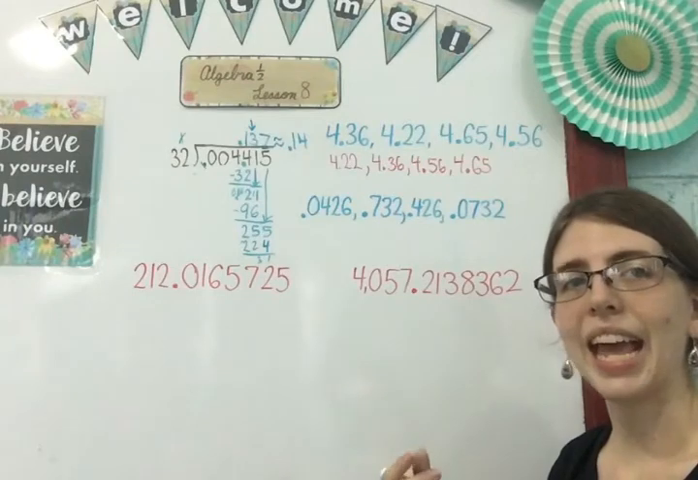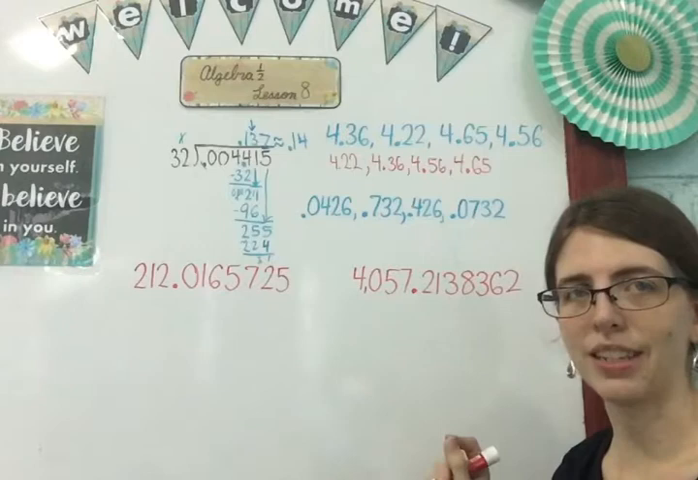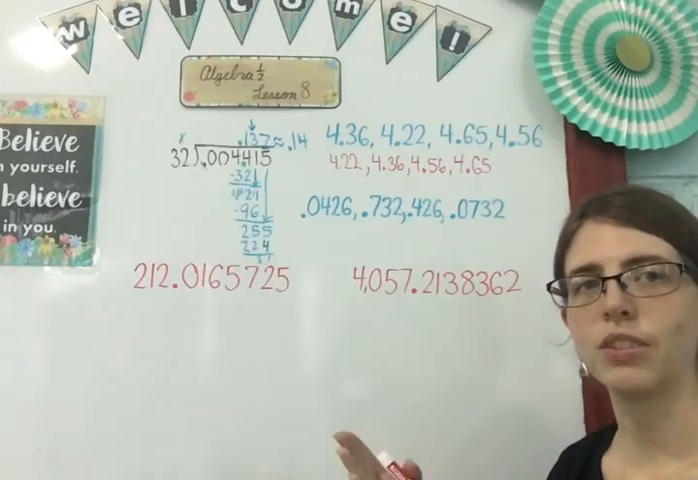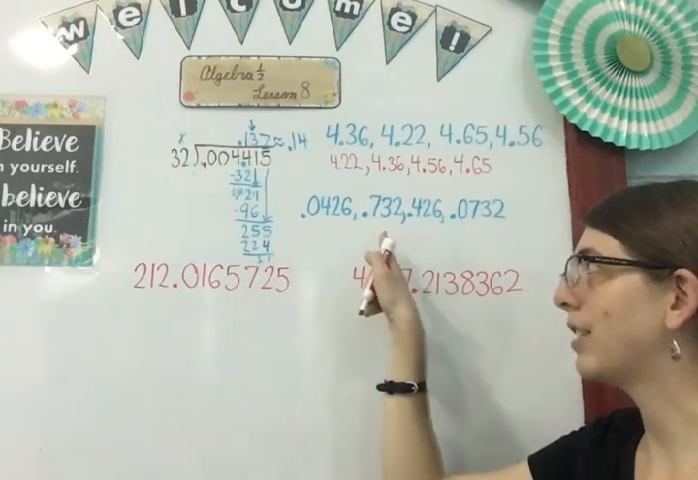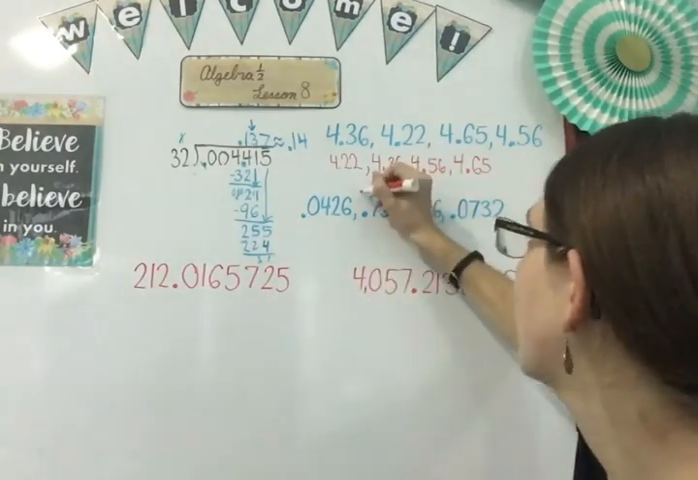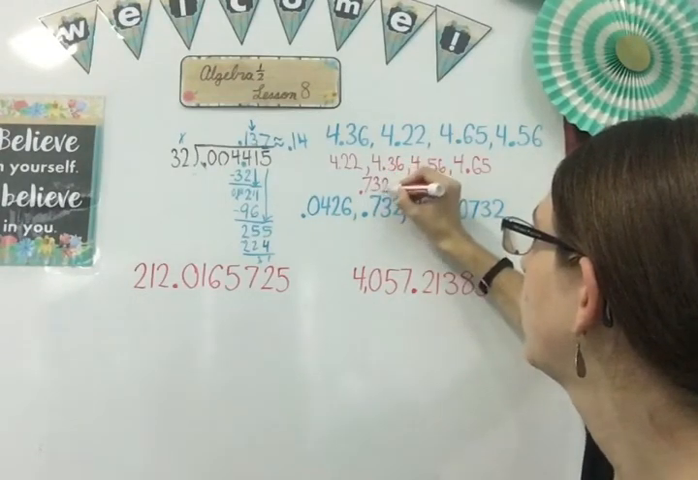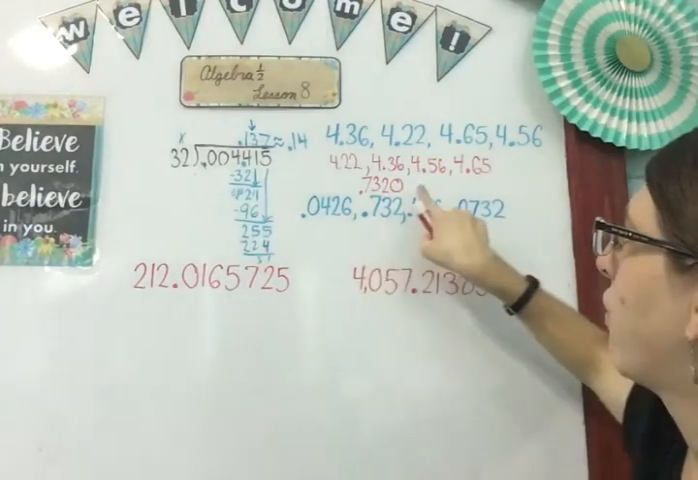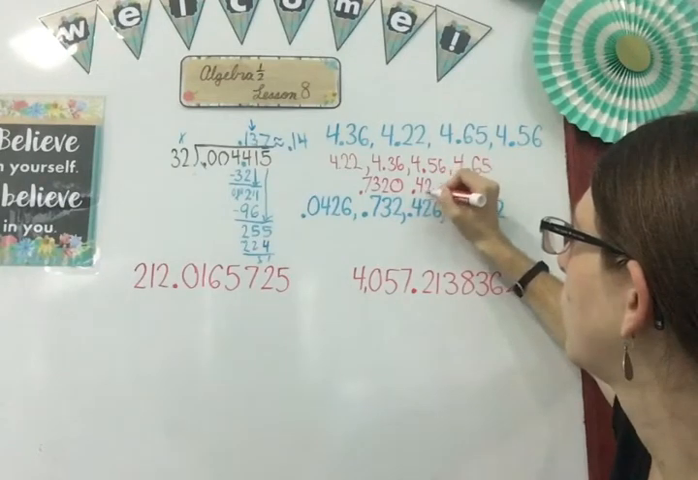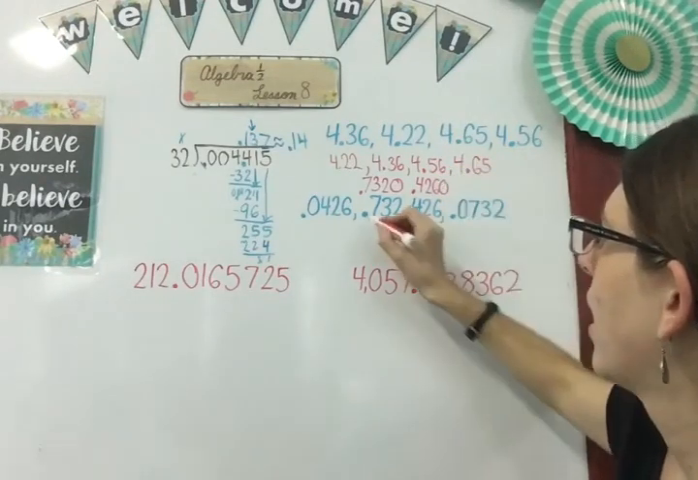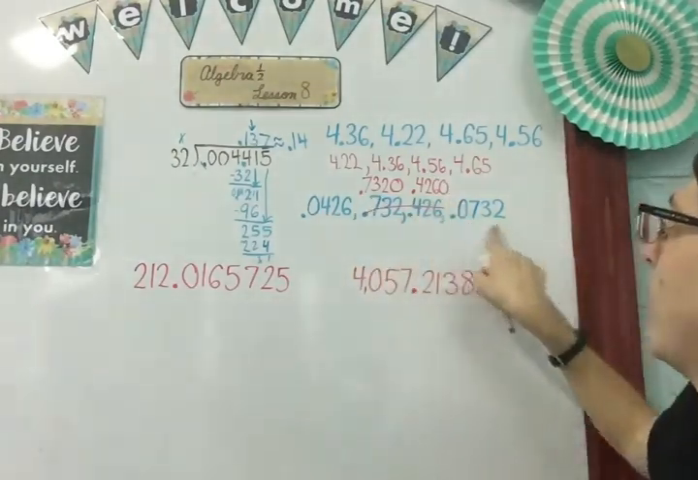You have to annex zeros to your decimals that have less decimal places, so that all of your decimals have the same number of places. So since this one has 4 and this one has 3, I have to annex a 0 to the back of this one. And it becomes 7, 3, 2, 0. So now they both have 4 decimal places. Same thing here. This one needs to be 0.426, 0. So now I can actually compare them because they all have the same number of decimal places.